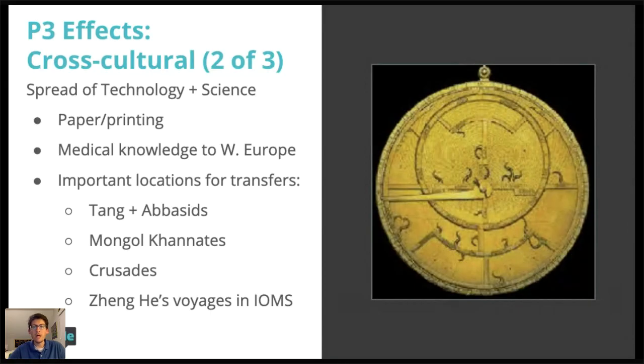Medical knowledge from Greece and the Middle East spreading to Western Europe following the Crusades. And there are a lot of important locations for these transfers. For example, the Tang dynasty and the Abbasids, after fighting at the Battle of Talas, begin important cross-cultural exchanges where they will both learn mathematics and science from each other. The Abbasids will adopt paper making technologies from the Chinese after this beginning of this cross-cultural exchange.